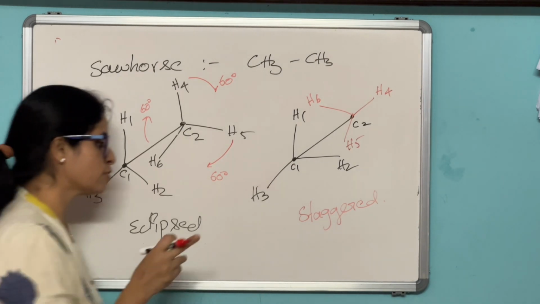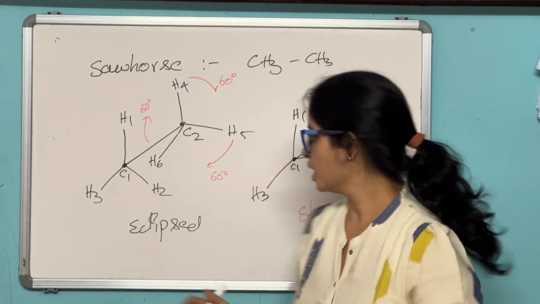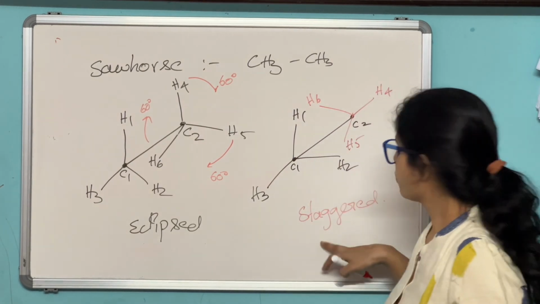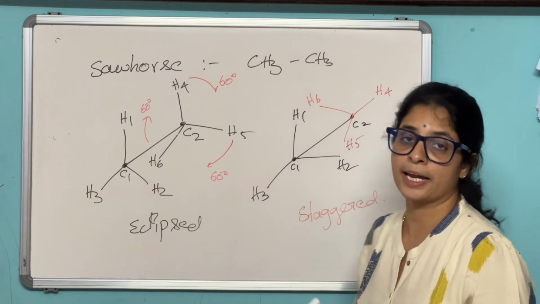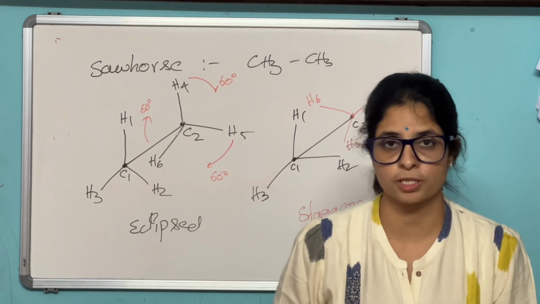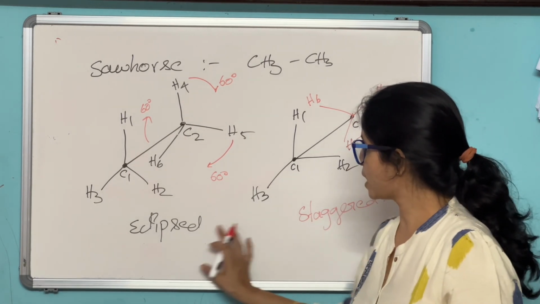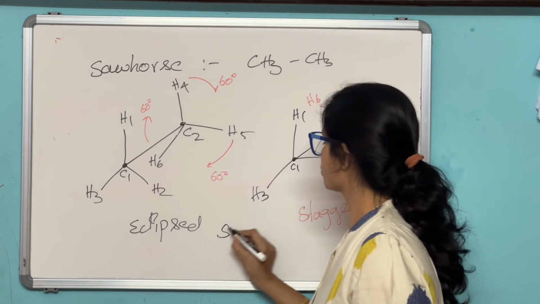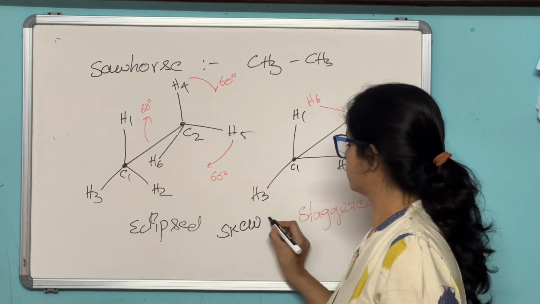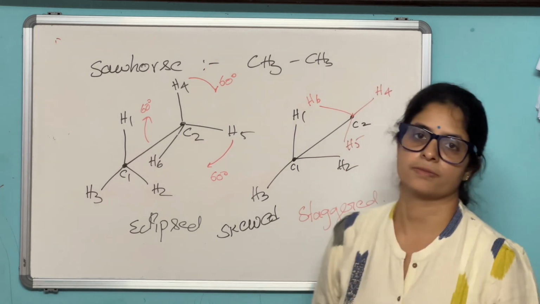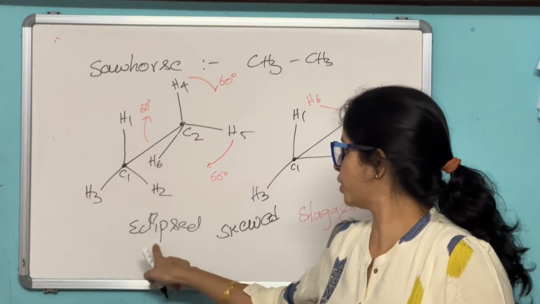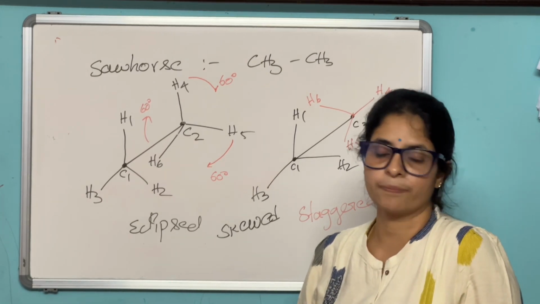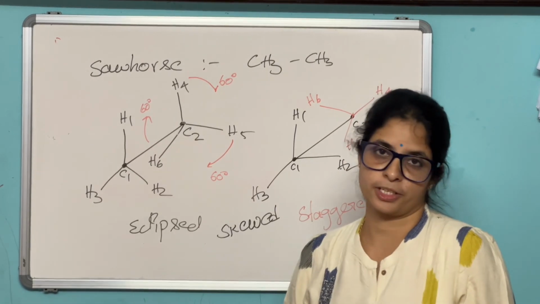The conformation which is intermediate between the least stable and the more stable conformation. Here I told you an n number of conformations are possible. The conformations which are intermediate between these two are called skewed conformations, which are intermediate between the eclipsed and staggered conformations. Okay, this is about the Sawhorse representation.